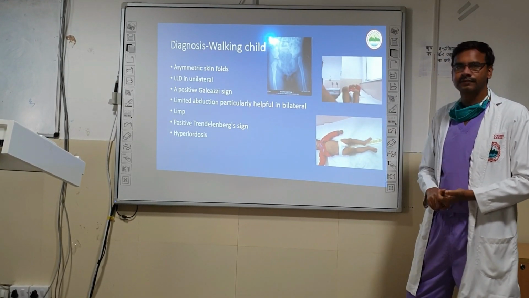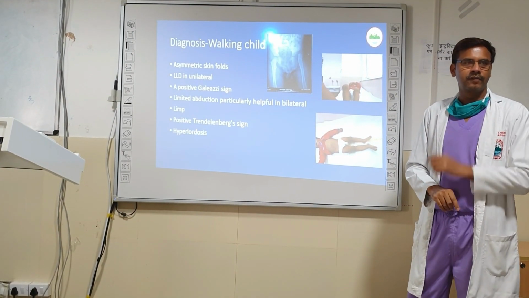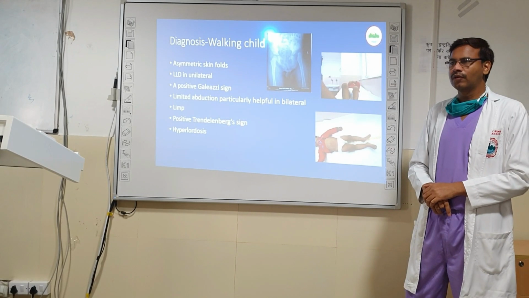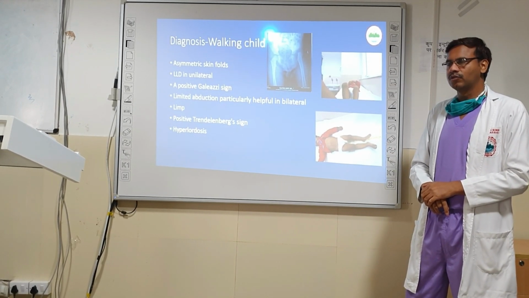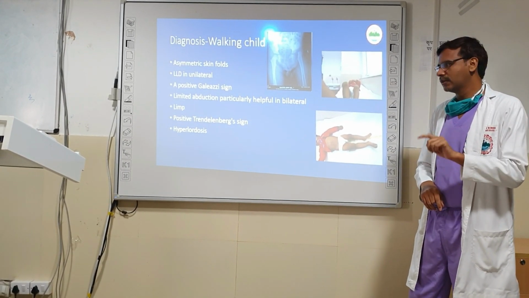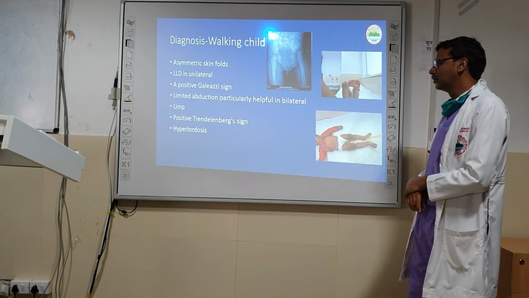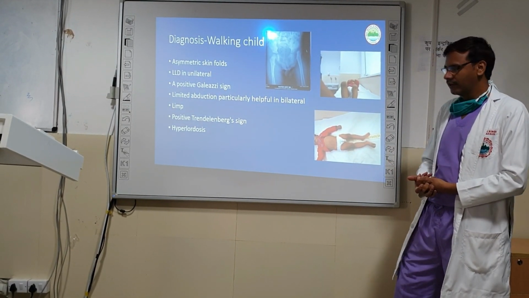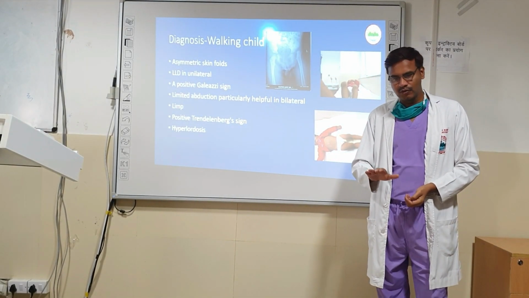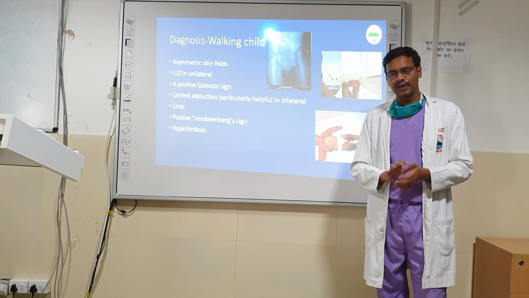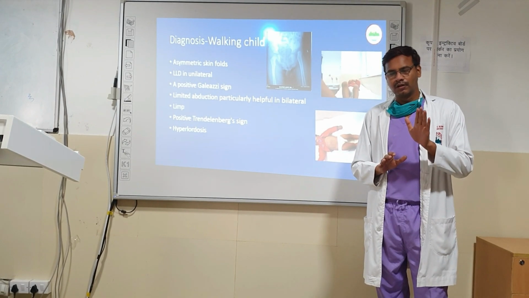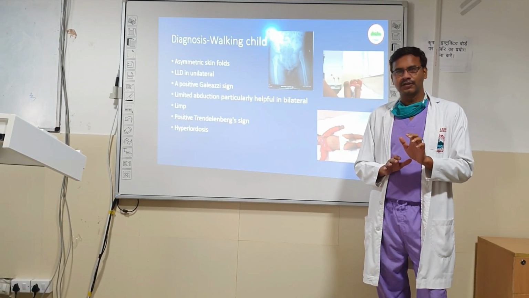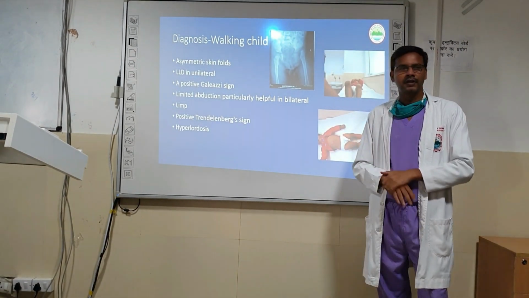Limited abduction, a very important finding. When you look for abduction bilaterally, you always compare with the opposite side; there may be limitation of abduction. There may be a limp if it is unilateral, and if the child is slightly older and is able to take your instructions carefully, then there may be a positive Trendelenburg sign.